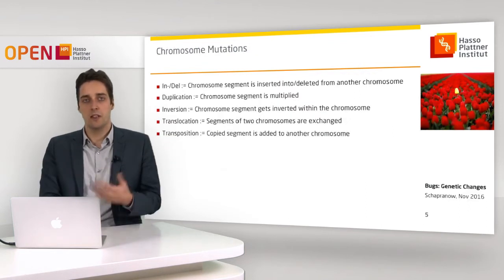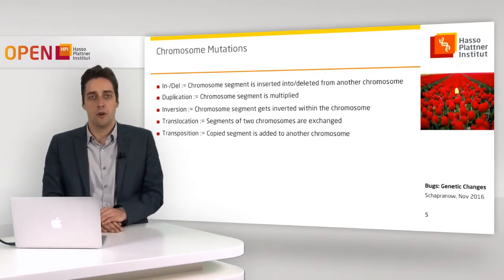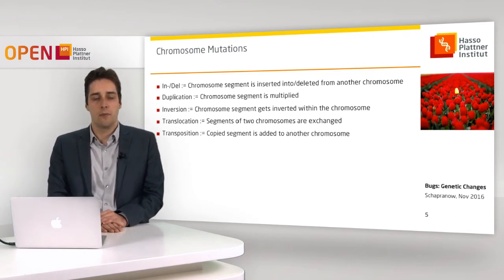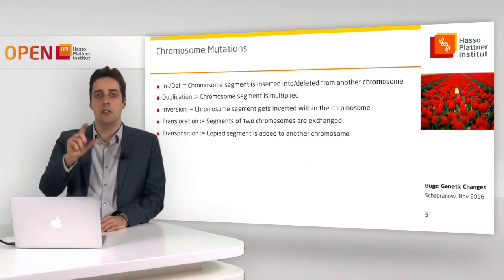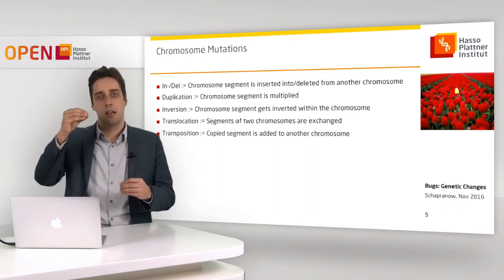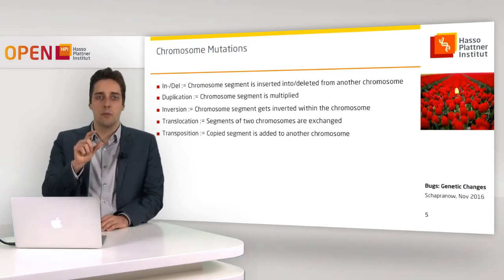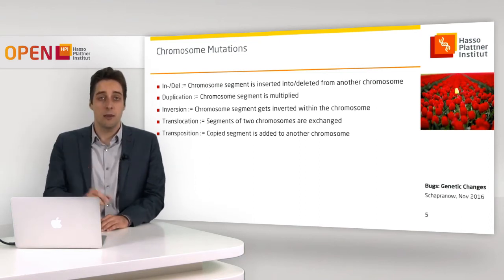So what is the next level? The next level are chromosome mutations. On chromosome level, you have also these kind of indel mutations. Indel here means that certain parts from other chromosomes are copied or replicated into the chromosome. That means the chromosome gets larger or smaller in terms of the deletion. You have duplication. That means certain areas on the chromosome are duplicated multiple times.